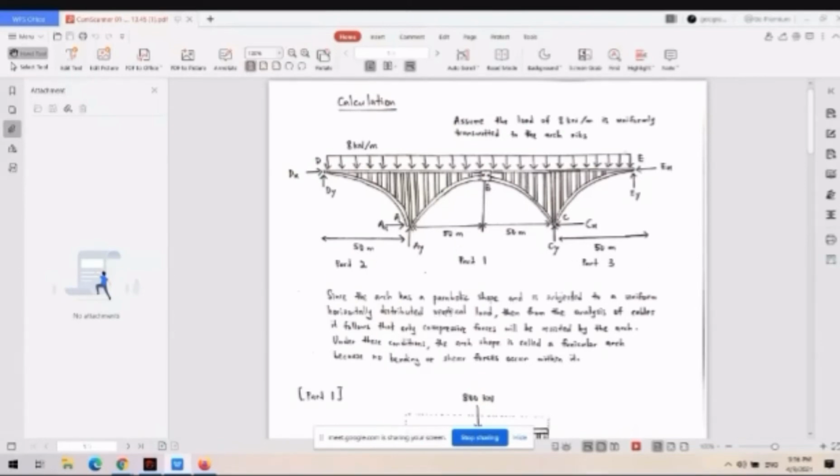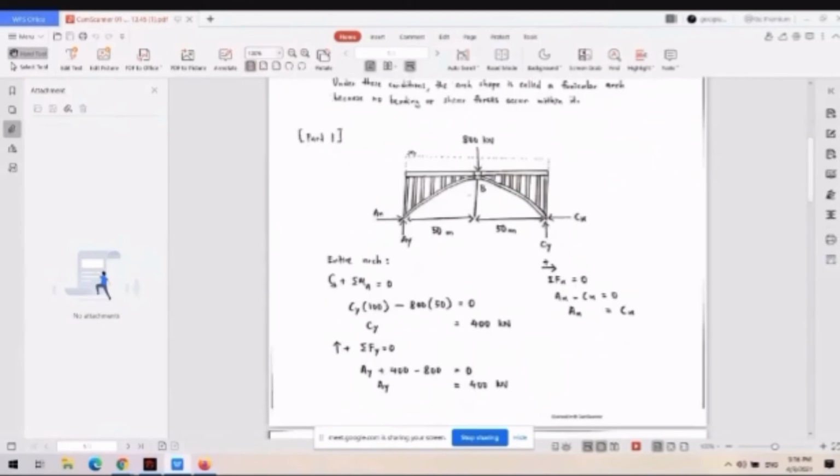Since the arc has a parabolic shape and is subjected to a uniform horizontally distributed vertical load, then from the analysis of cables, it follows that only compressive forces will be resisted by the arc. Under these conditions, the arc shape is called a funicular arc because no bending or shear forces occur within it.